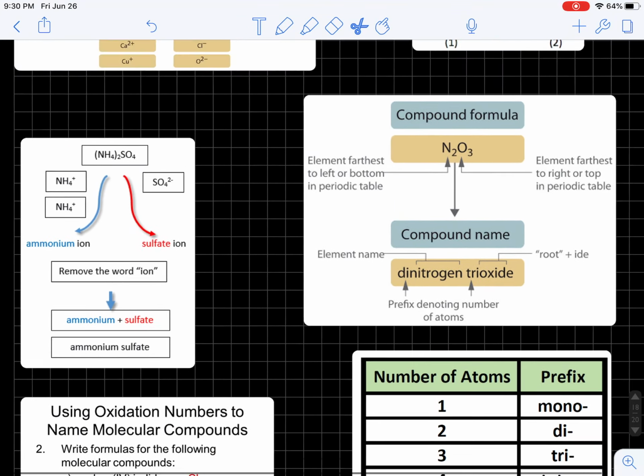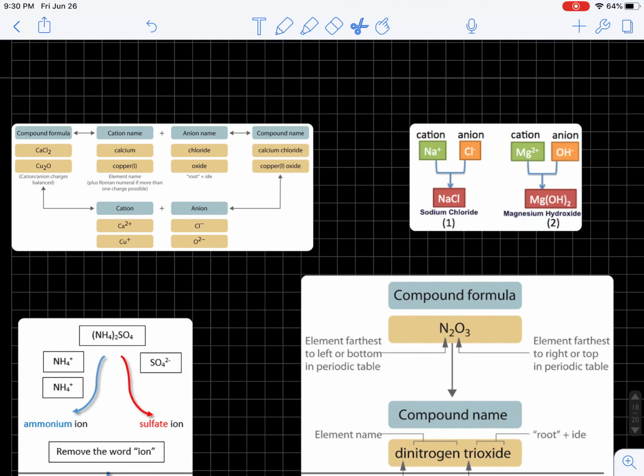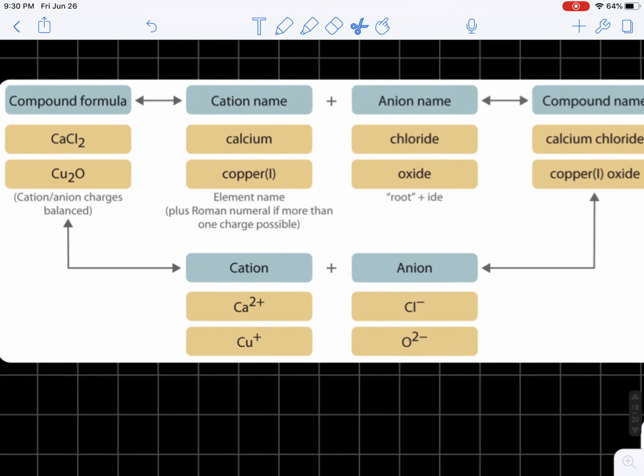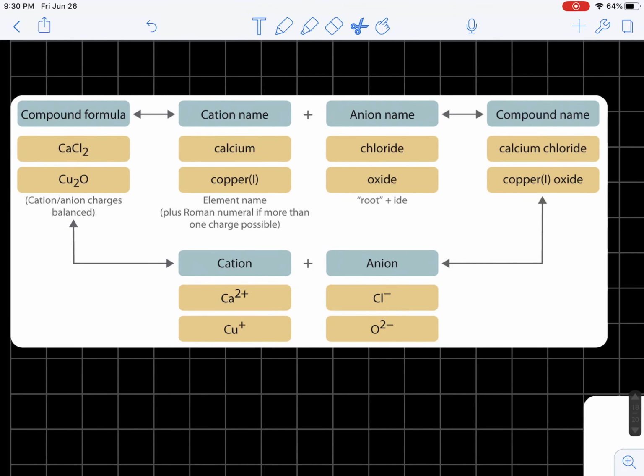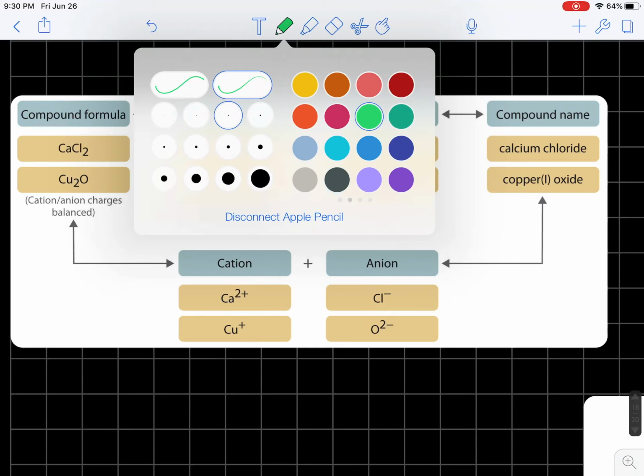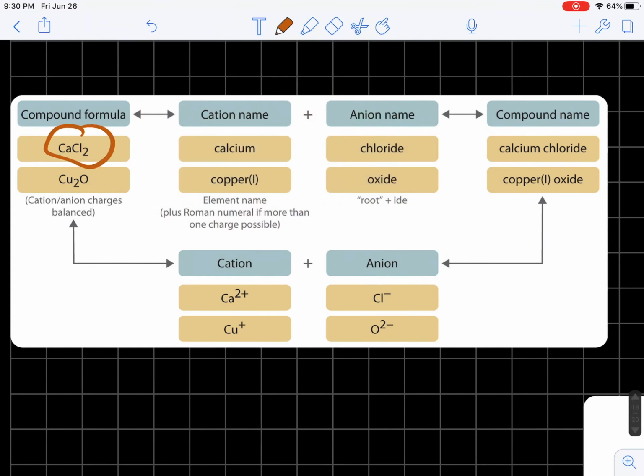So let's review real quick before we start practicing this, because really the reason why I went through it so fast is because it's the sort of thing where you really have to get in there and practice it. So let's see what they did here. They had a compound, CaCl2. And the first thing they did was they broke up the cation, which is a name for a positive ion, and the anion, which is the name of the negative ion. So the positive thing was calcium, and the negative thing was chlorine, but they changed chlorine to chloride.